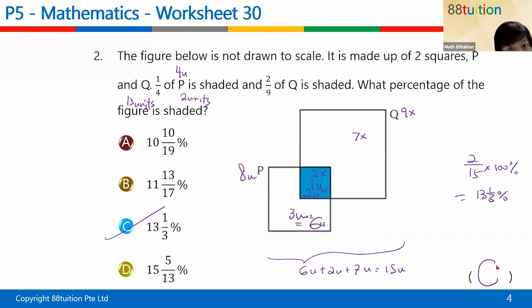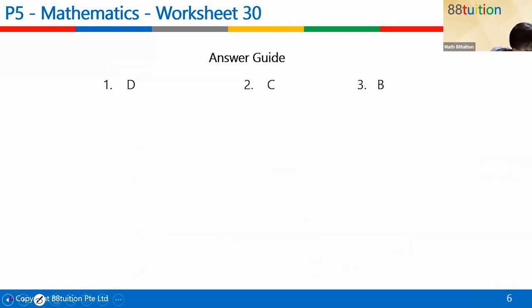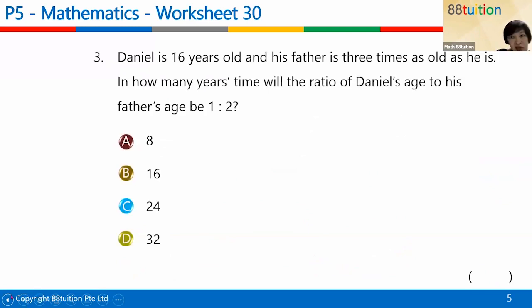Question number 3. Let's take a look at the question. For those who just arrived, we are now at question 3. Now, Daniel is 16 years old and his father is 3 times as old as he is. I must multiply by 3. So the dad will be 48 years old.